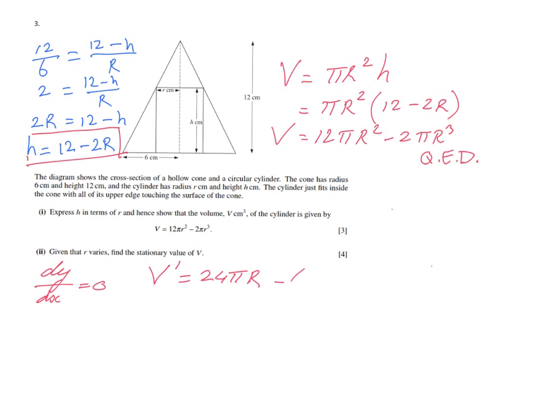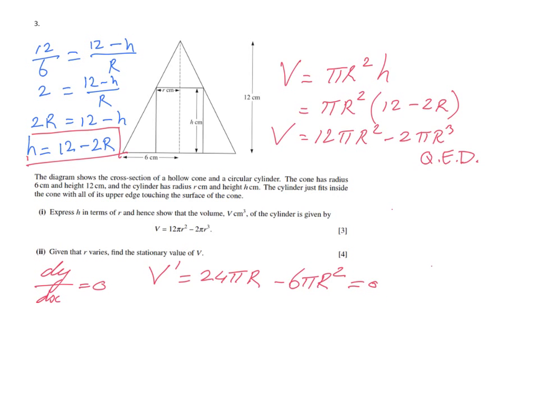So it's going to be minus 6 pi r to the power 2, because finding the derivative, that index decreases by 1. And then we say, well, to find a stationary point, that has to be 0, so equals 0. And now we're going to solve it. We're going to find out what is the value of r for that to be 0.